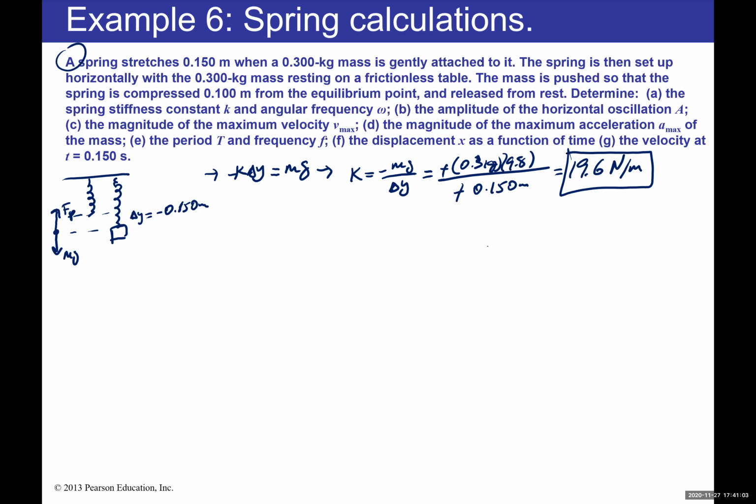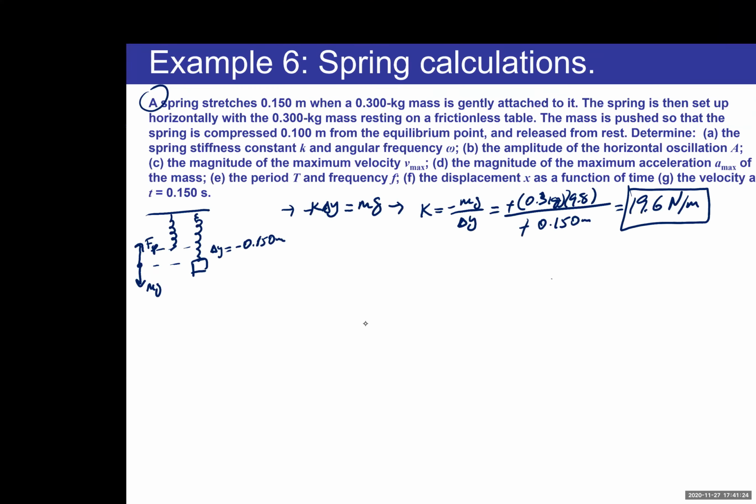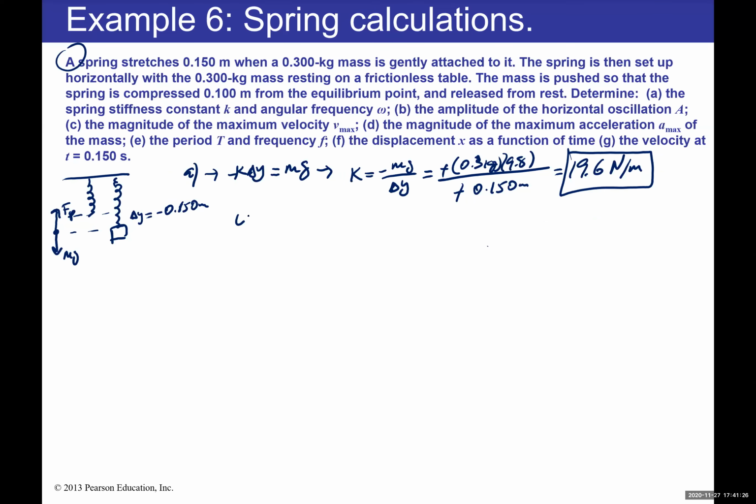All right, so now that we found the spring constant K, which was for part A, to find the spring stiffness constant K, we're going to be able to use this to find the angular frequency. We can find angular frequency because we have the equation that relates angular frequency to the spring constant K and the mass of the block.